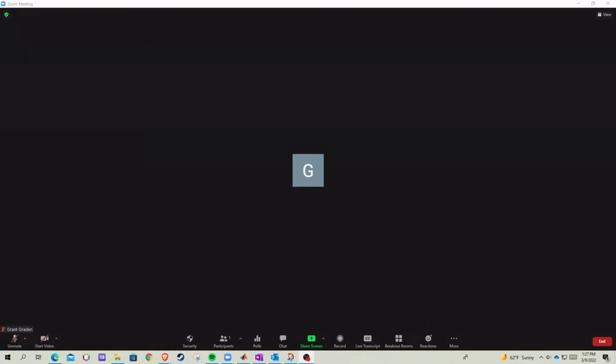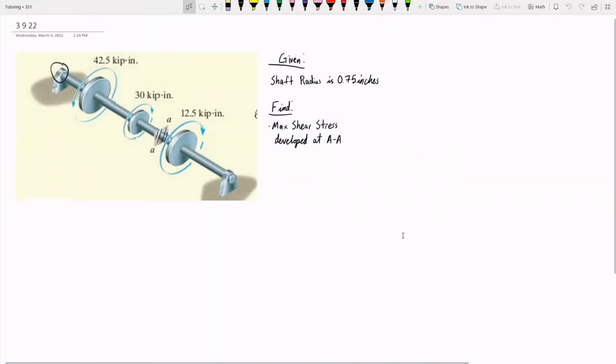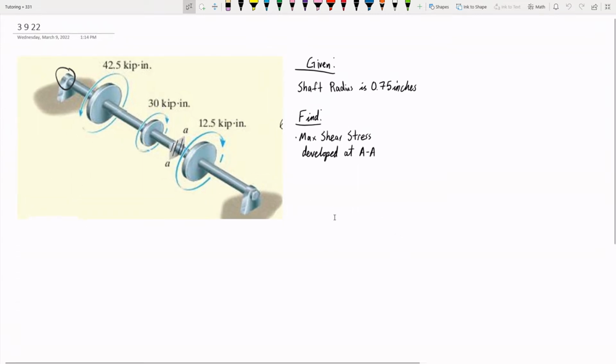Now let's get right into the practice problem here. This is from an example problem from when I took the course, where we are given the shaft radius as well as what's going on here, and we're asked to find the max shear stress developed at cross-section AA. We're also told that these are free-rolling bearings, so we just negate any friction causing torque. So the first thing we're going to want to do is rewrite this with the free body diagram.